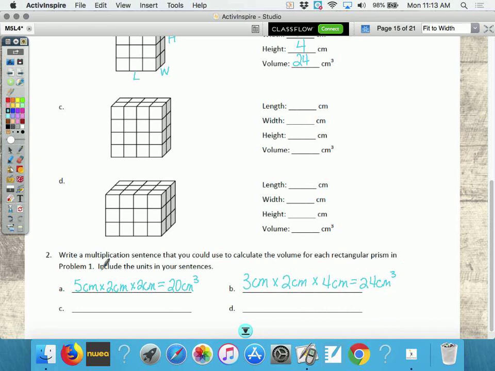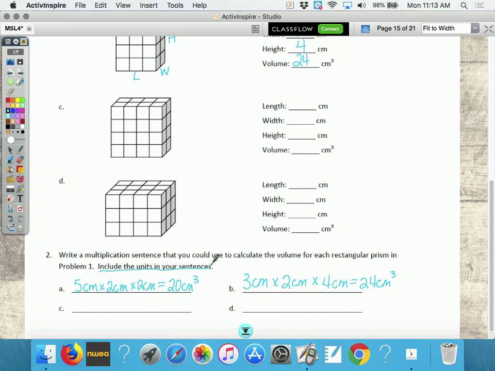Right here it says include the units in your sentences. So these are multiplication sentences, right? They're not like word sentences. And the units, what do you think the units means? The numbers or the letters? Well, what do you think? Letters. It's units of measurement. So it would be the centimeters, okay?